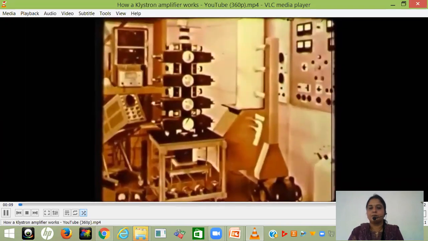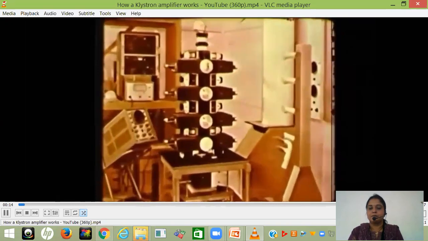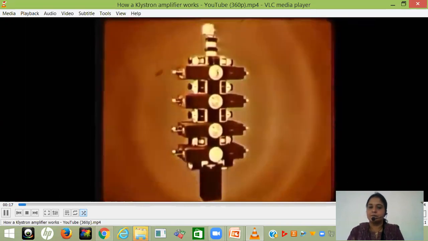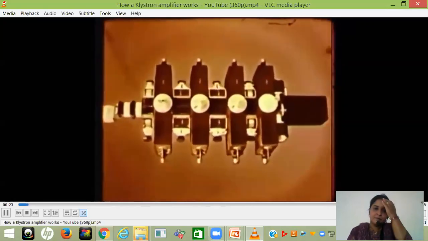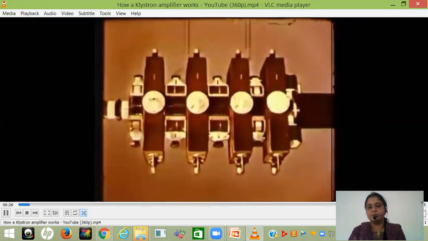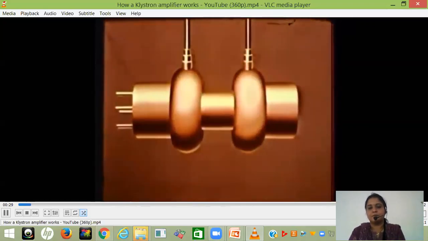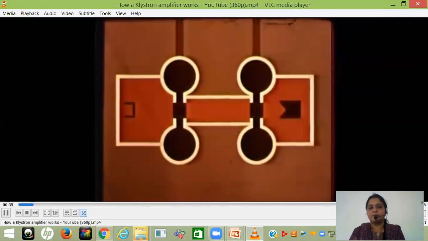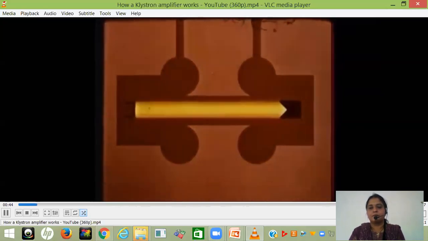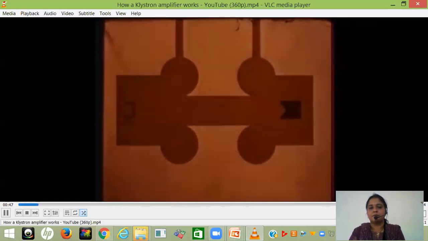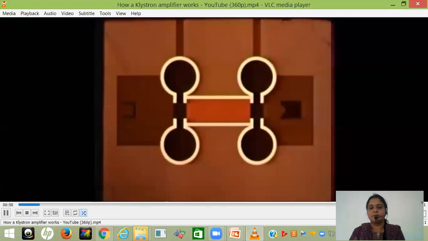To generate and to amplify radio waves with very high frequencies, so-called microwaves, special tubes are required. For example, the Klystron. Consider a simple Klystron amplifier. The essentials of this simple Klystron are the electron beam, and two metal boxes known as cavity resonators.